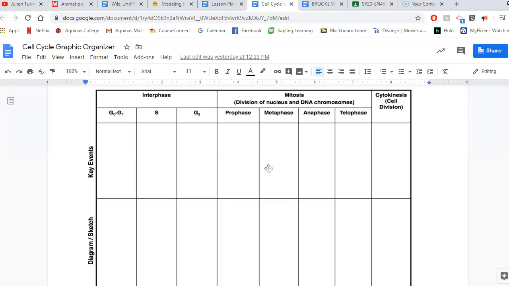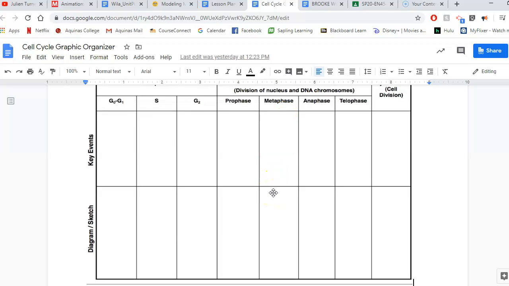Yes. Go ahead, Tyler. Yes, the microtubules attached to each of the sister chromatids. Great. So make sure we have both of those for metaphase. Those are 2 important key events, and then making sure that we depict that below with both of those. All right, so let's do one more.